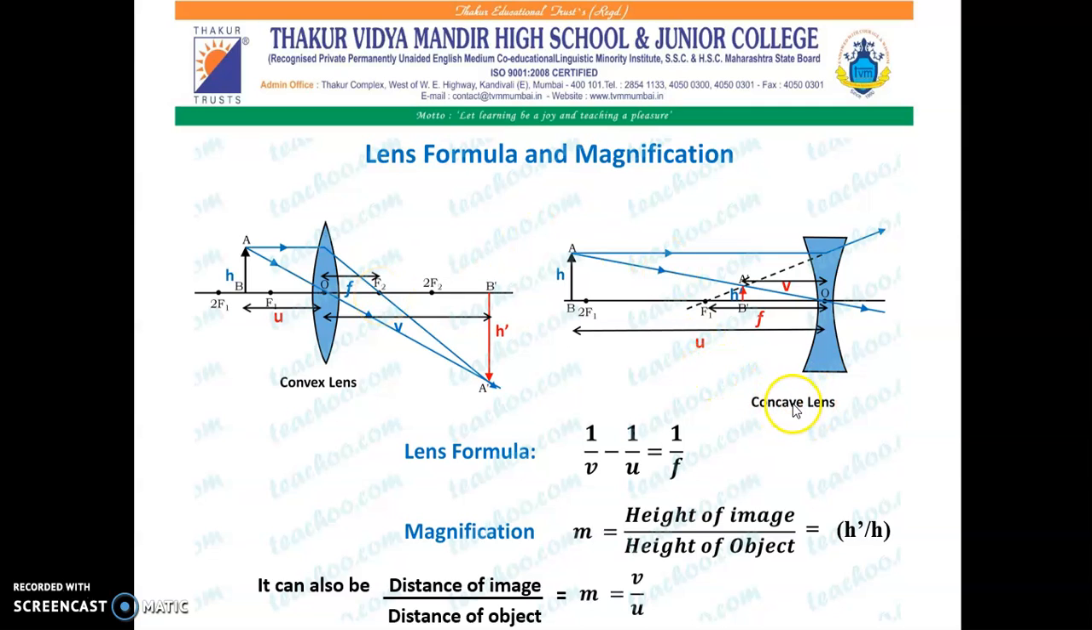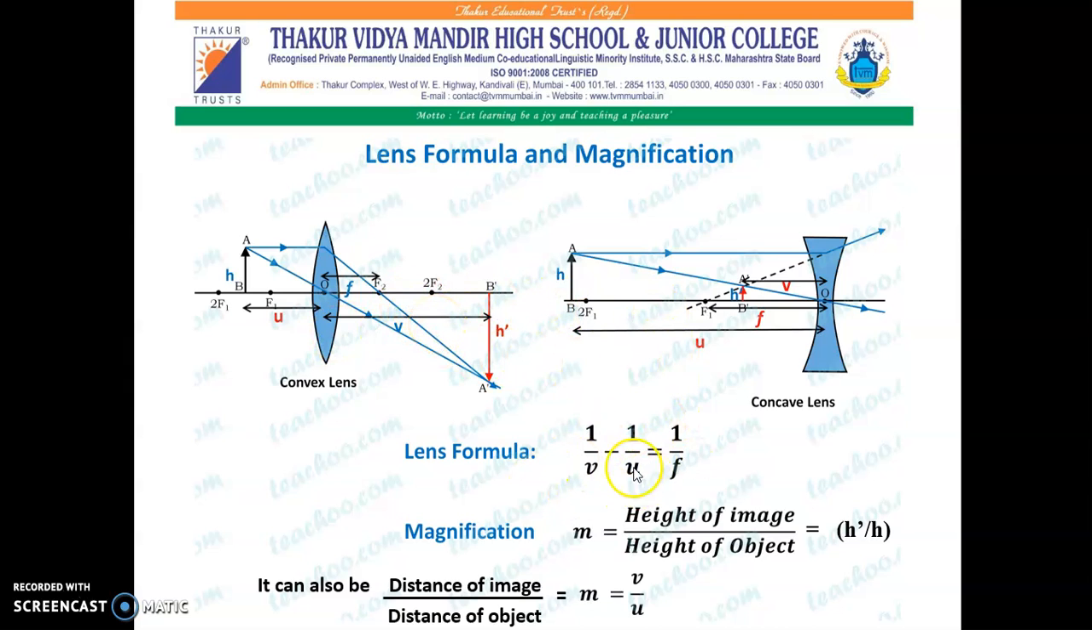Similarly, for the concave lens also, h is the height of the object and h' is the height of the image. u is the distance of the object from the optical center, whereas v is the distance of the image from the optical center. And finally, f is indicating the focal length, that is the distance between the principal focus and the optical center. Let us understand the lens formula and the magnification based on these ray diagrams.